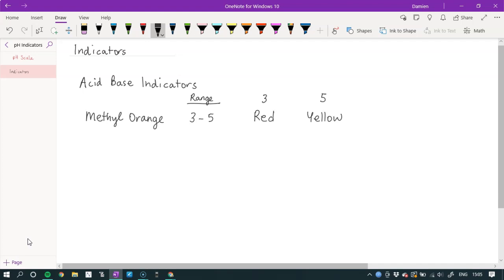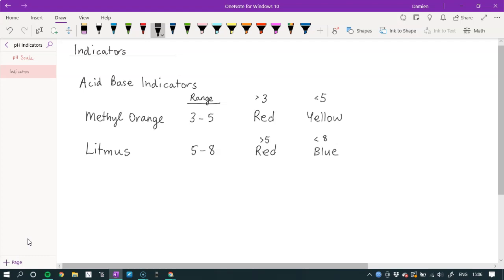The other one then that we have, we'll move up the chart, is litmus. So litmus detects things in between 5 and 8, a pH of 5 and a pH of 8. And again, the same thing with litmus. Litmus is distinctly red in an acid, so anything below 5. And anything that's greater than 8 in litmus is going to be blue. And we've seen that with litmus paper. The same thing occurs with litmus liquid.